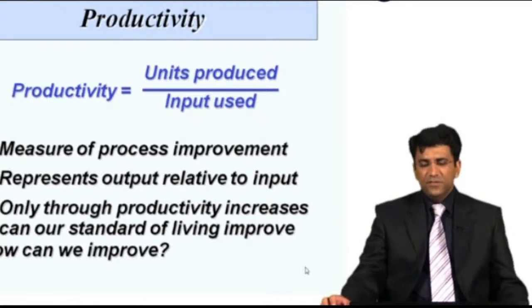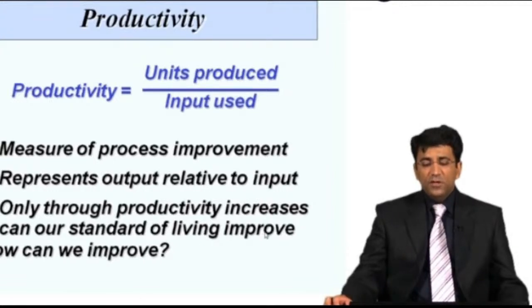Students, as we discussed, productivity is actually the ratio of outputs to inputs. By using this formula, we can easily measure process performance or process improvement, and again productivity represents output related to the particular input.